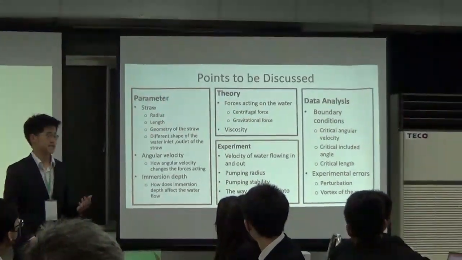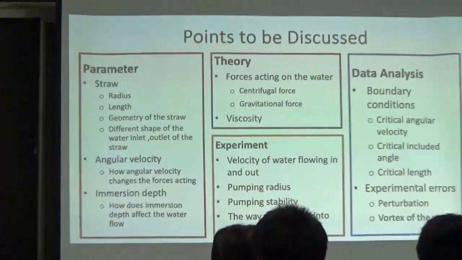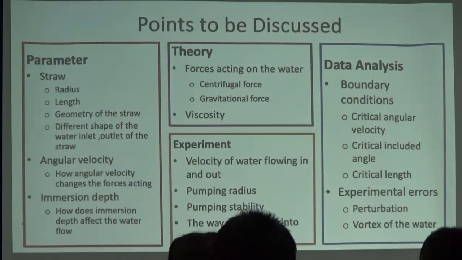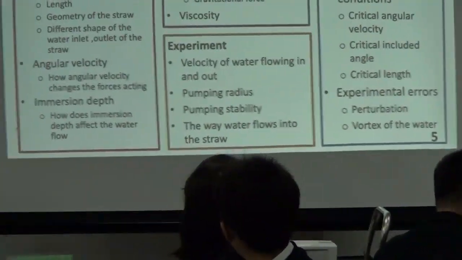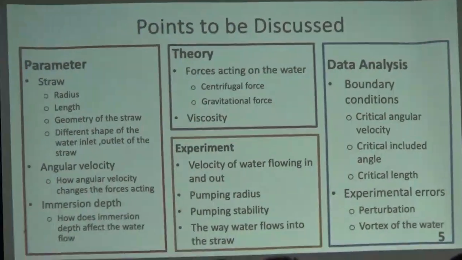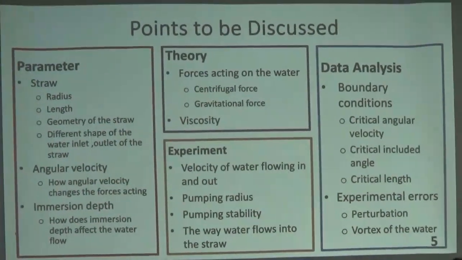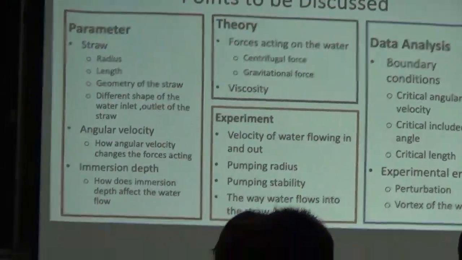And here are the points to discuss. I would like to discuss four parts. The first part is the parameters, since not only the parameters that the report has done will affect the pumping speed, but also other parameters, like the characteristics of the straw, which will be the radius of the straw, the length of the straw, and also the geometry of the straw, and how the different shapes of the water inlet and the outlet of the straw matter.